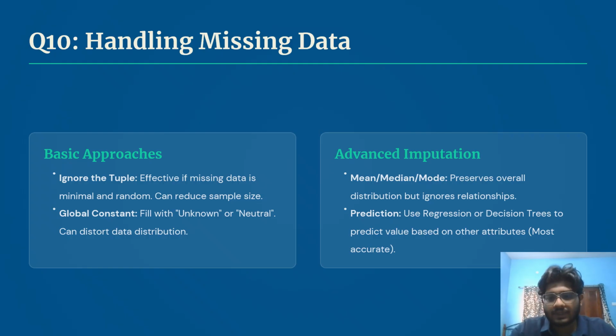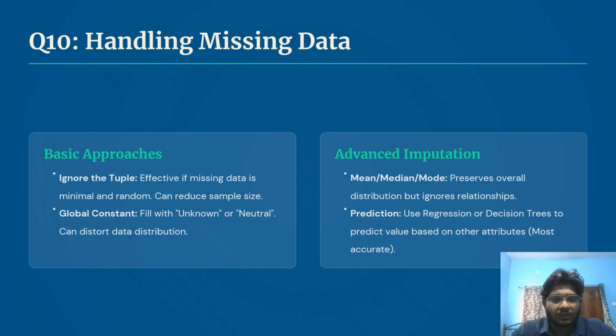How can we handle missing data? There are two approaches: the basic approach and the advanced approach. In the simple approach, we delete the entire row, that is, ignore the tuple. Imagine a survey of 100 people. If 20 people skip one question, deleting all 20 rows might make your final sample size too small and therefore biased. We only do this if the missing data is very rare.